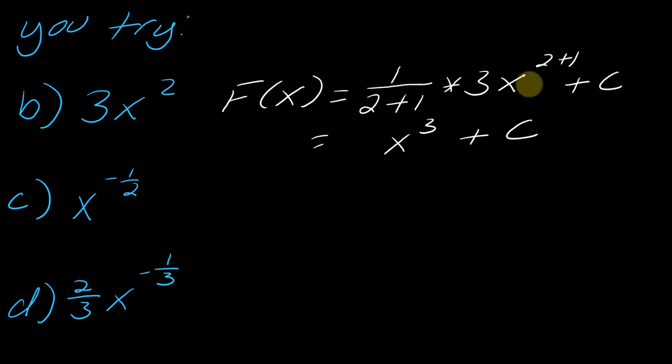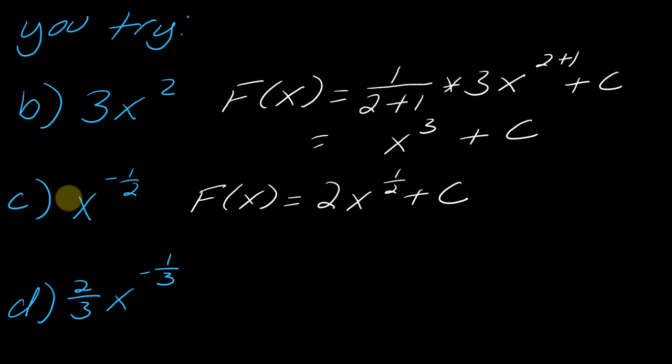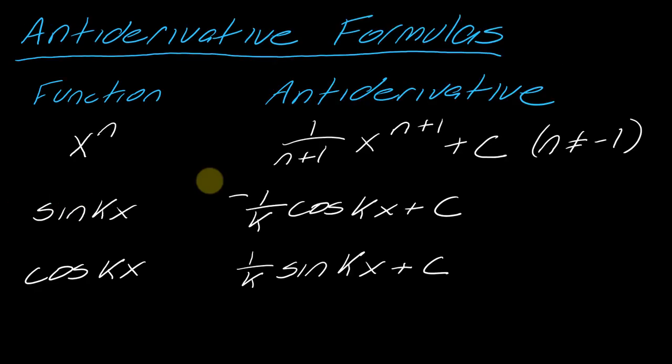Now for the next one, I think about this as first I add 1 to my exponent, and then I have to figure out what I would have to put in front of this so that when I take the derivative, I actually do not have any constant here. So that would be a 2. A 2 would go here, and then this would be plus c. And again, if you were to use the formula here, you would get the same thing. So it's six of one, half a dozen of the other.